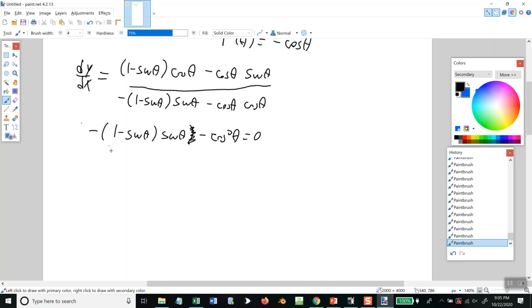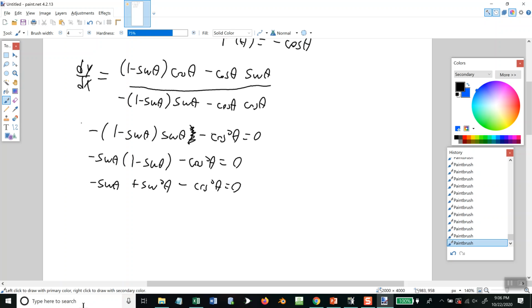Okay. So negative and a sine gives us negative sine theta times 1 minus sine theta minus cosine squared theta equals 0. Negative sine theta times 1 is negative sine theta. Negative sine times negative sine is a positive sine squared minus cosine squared.